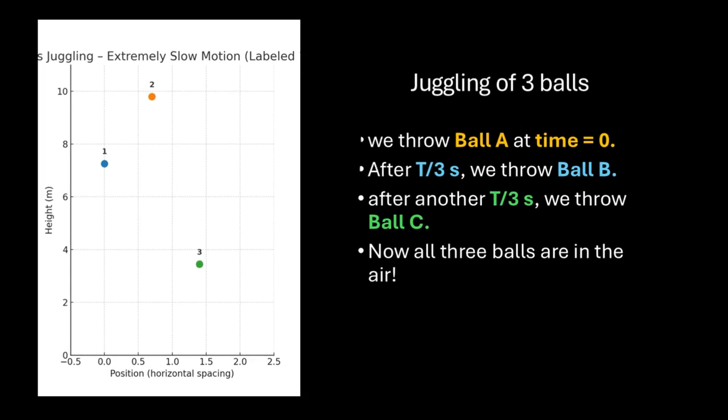So let's try to visualize this. As soon as ball 1 reaches the maximum height, maybe I'll just pause this here for a second. So 1 is thrown up, it's going up, it has reached the maximum height. And when it reaches the maximum height, what is thrown? 2 is thrown.